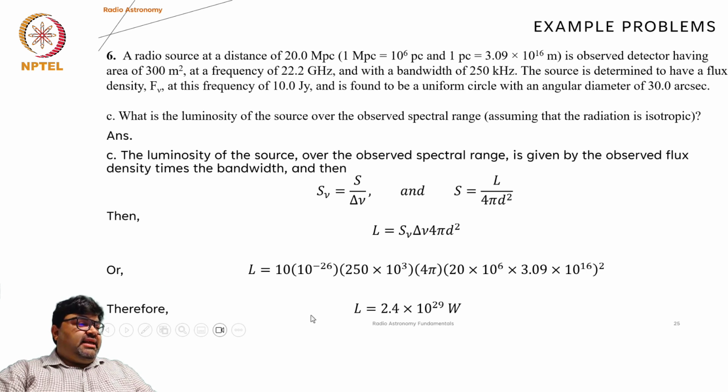So S nu, the flux density, is total flux over delta nu, and also S is luminosity over 4 pi d square. So given that, we can relate the luminosity over the entire range to be equal to the flux density times the bandwidth times 4 pi distance square. If you put all the values, remember the distance is 20 megaparsec, 20 times 10 to the power 6 times 3.09 into 10 to the power 16 meter. So if you put all the numbers, it comes out to be 2.4 10 to the power 29 watts.